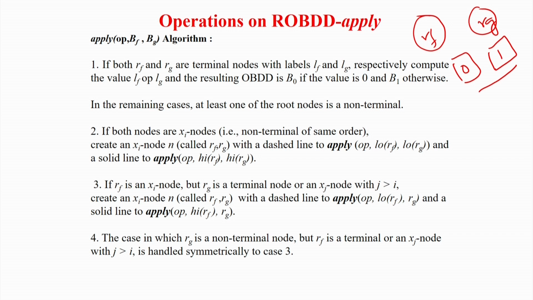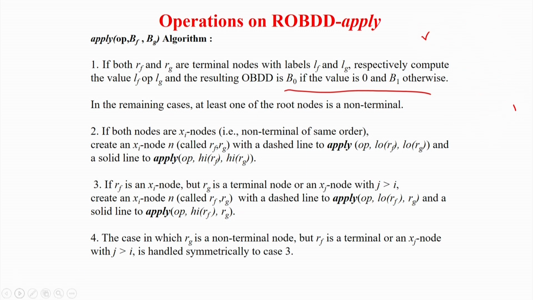And the resulting OBDD is B0 if the value is 0, and B1 otherwise. So in that case you will have a concrete node called 0 or 1. The final answer will be B1 or B0 for this operation if both the nodes RF and RG are terminal nodes. This will happen when your algorithm terminates, because the way we do the BDD operation is that we take two nodes, one node from this tree and one node from this tree, and finally we stop when both the nodes are terminal nodes, and at that time the algorithm terminates. Basically this is the first case, for termination of the algorithm.